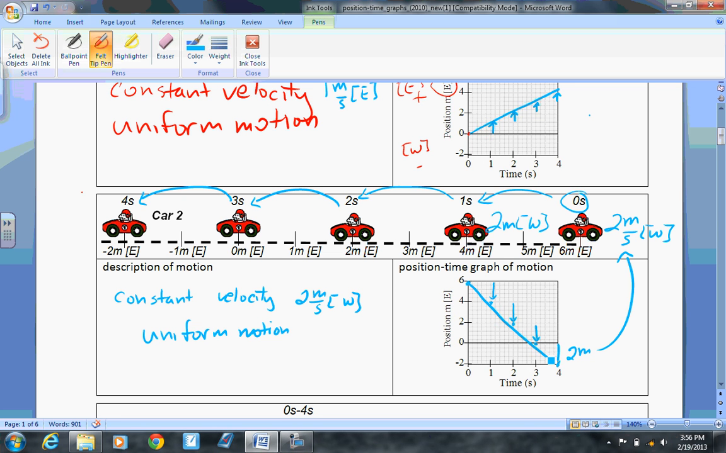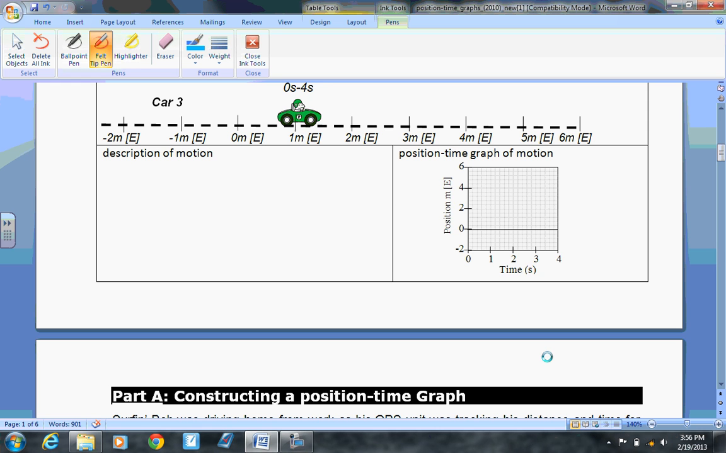Now the last object we're going to be looking at is a little different in that, in this case, the object is at the same position. So it's not changing its motion. So every time interval, it's at the same location. It's always at 1 meter east. So we say that the object would be motionless.